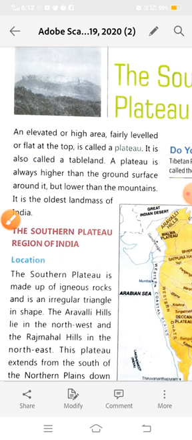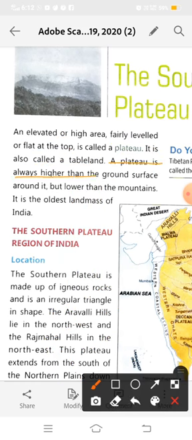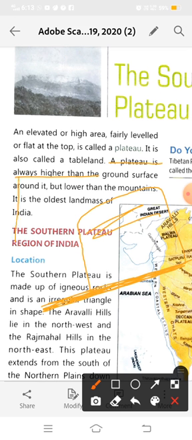Okay, now a plateau is always higher than the ground surface around it. This is the ground surface around the plateau, and the plateau is always higher than the ground surface. This is your plateau and this is the ground surface. But a plateau is always lower than the mountains. Okay, these are mountains. Mountains are higher than the plateau.